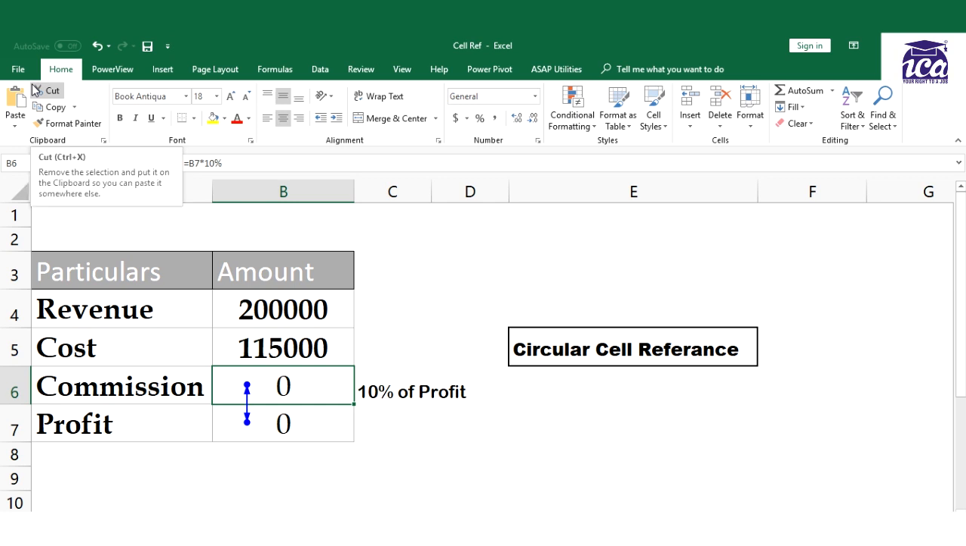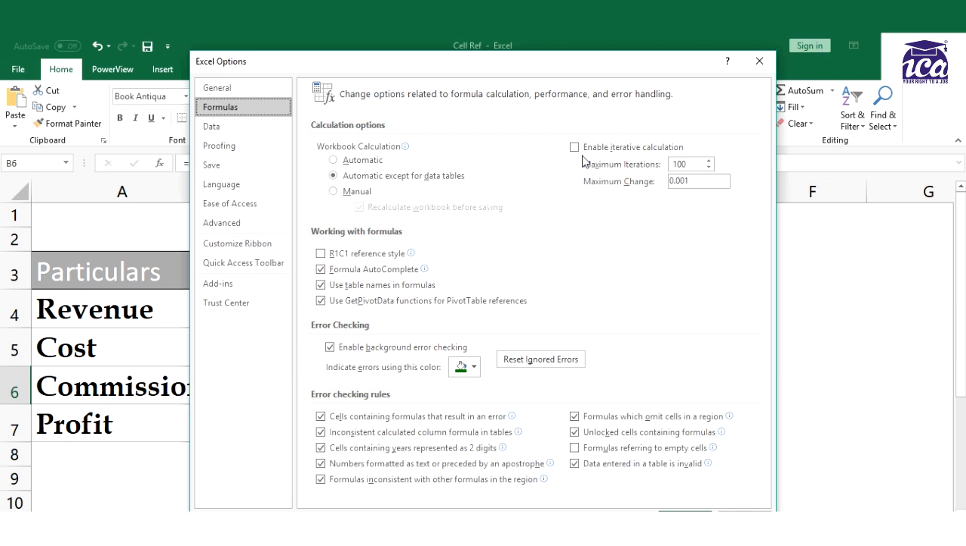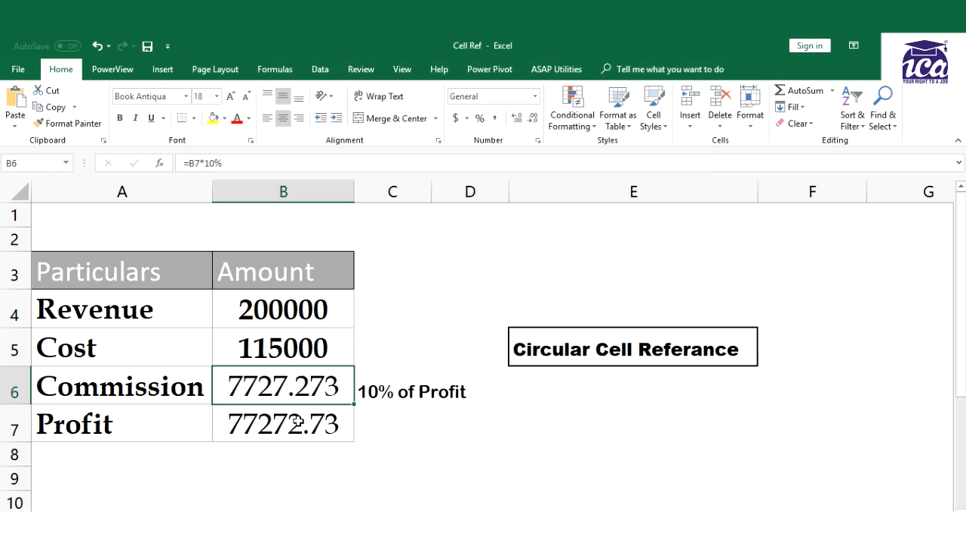To activate that option, we'll have to go to File, then Options, Formulas, and we'll have to enable iterative calculation. Once we do this, we would be able to solve such questions. Let's see if we get the answer or not. I've enabled it and I'm just clicking on OK, and see, that's how you can solve such problems.